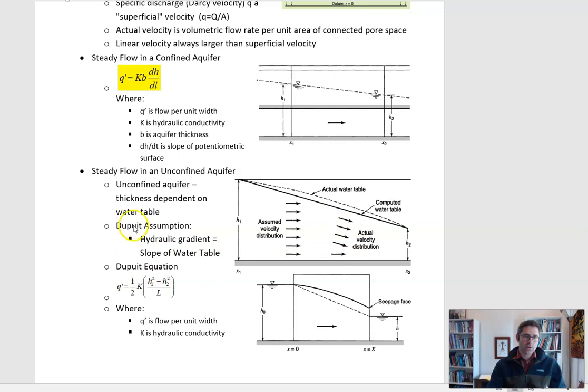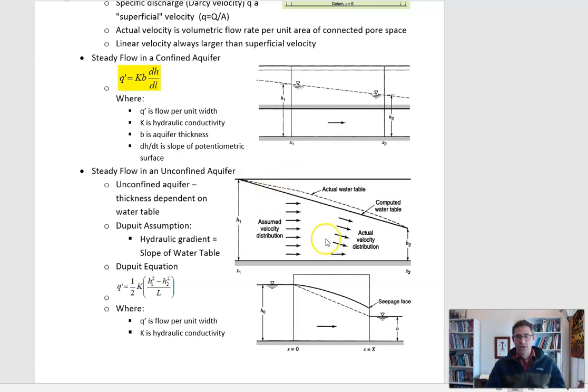Okay, so the Dupuit equation says Q prime, again, the flow per unit width, is equal to 1/2 K, and then we've got this H1 squared minus H2 squared, where H1 is the aquifer thickness or the water table height at one point, and then H2 is the water table height at another point, squared, divided by L, the distance between those 2 points.